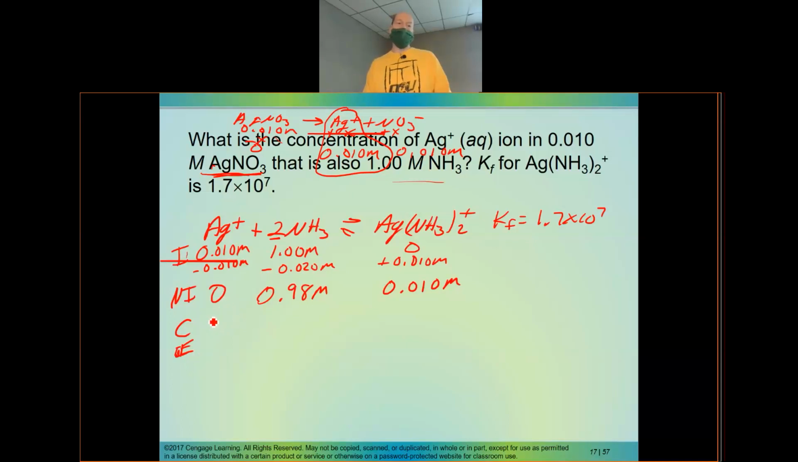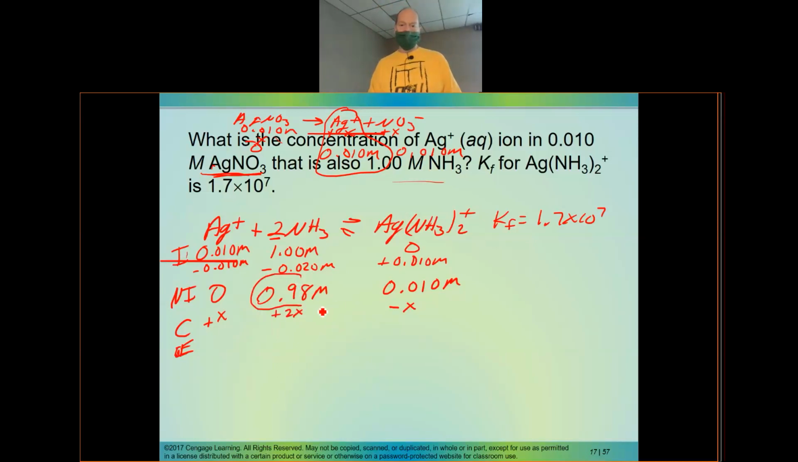So we have to get some amount that we can call X. That means that the reaction has to go to the left until we get some non-zero number for our Ag+. So we have to lose some amount X here, we have to gain some amount 2X here, and we have to gain X here. All right, so the rule did not change for equilibrium.